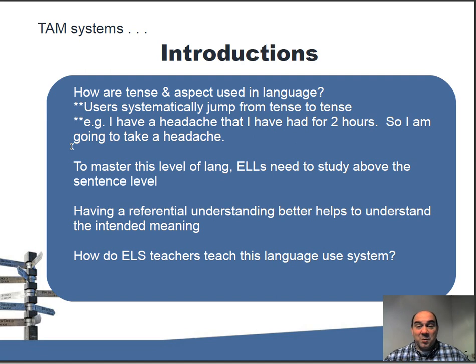So that's just the way they are. Students need to recognize that they're going to be jumping around sometimes. Sometimes they're going to be in the present, talking about the past in the present tense. You just have to understand and show them how these things work. To master this level of language, they need to study above the sentence level. Now, obviously, if you're dealing with lower level students and they're still trying to grapple with the sentence level, it's going to be more difficult to do this. Having a referential understanding better helps understand the intended meaning.